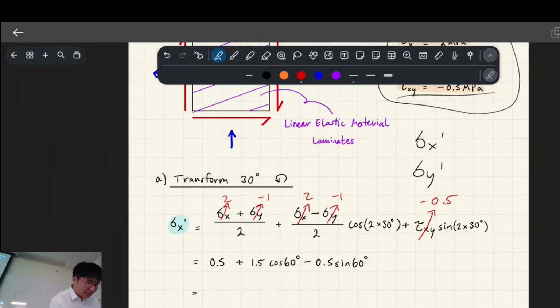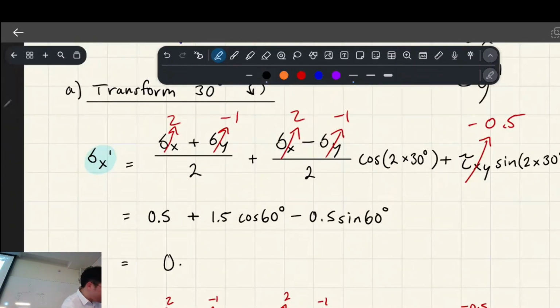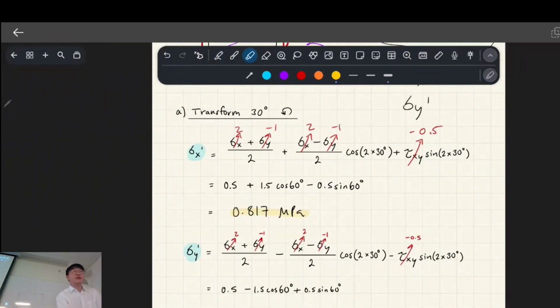All right, sorry about that. Okay, so the value you get when you punch in the calculator is 0.817 MPa, right? So this is the transformed stress in the x direction.